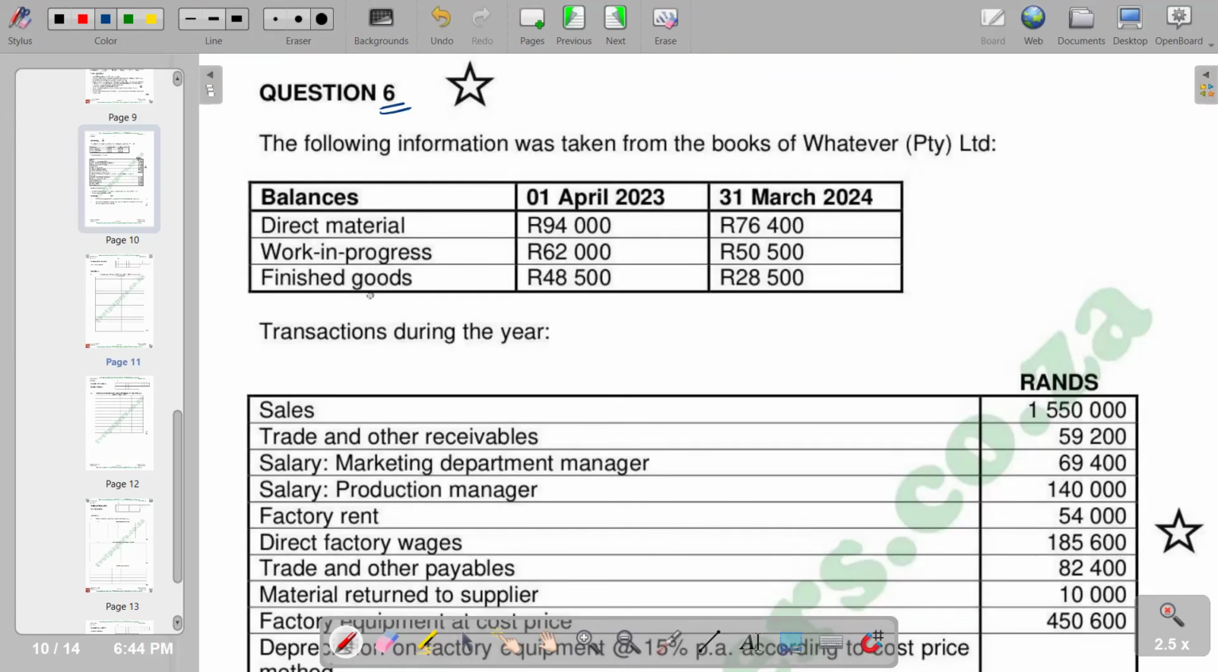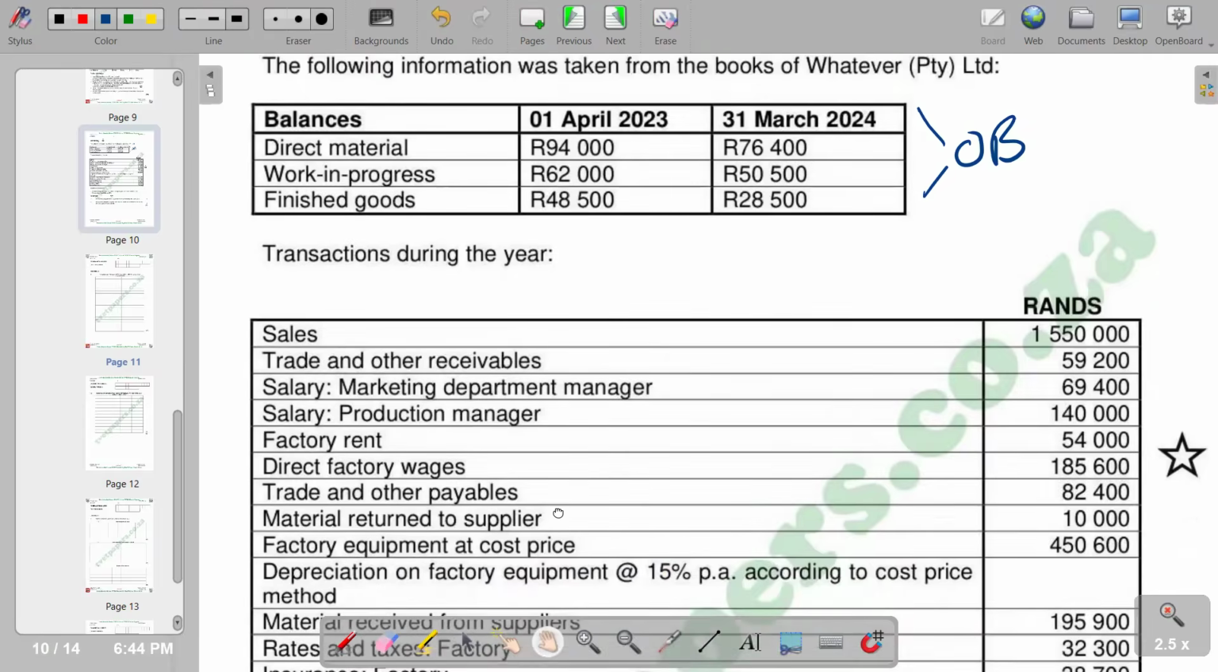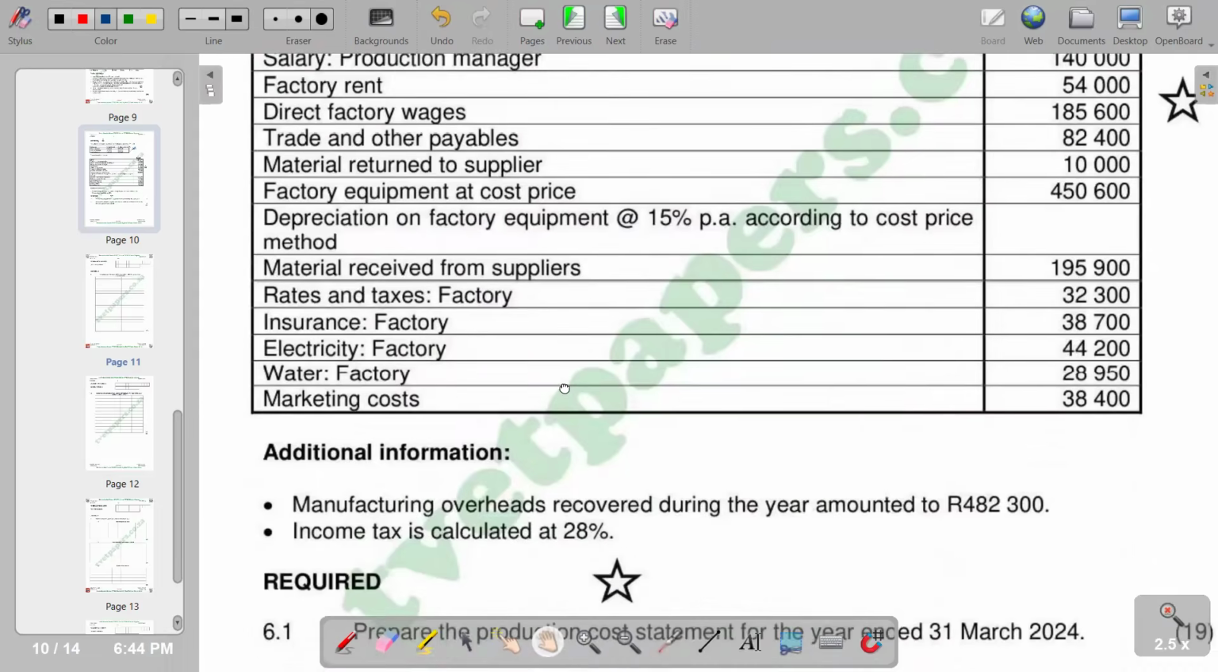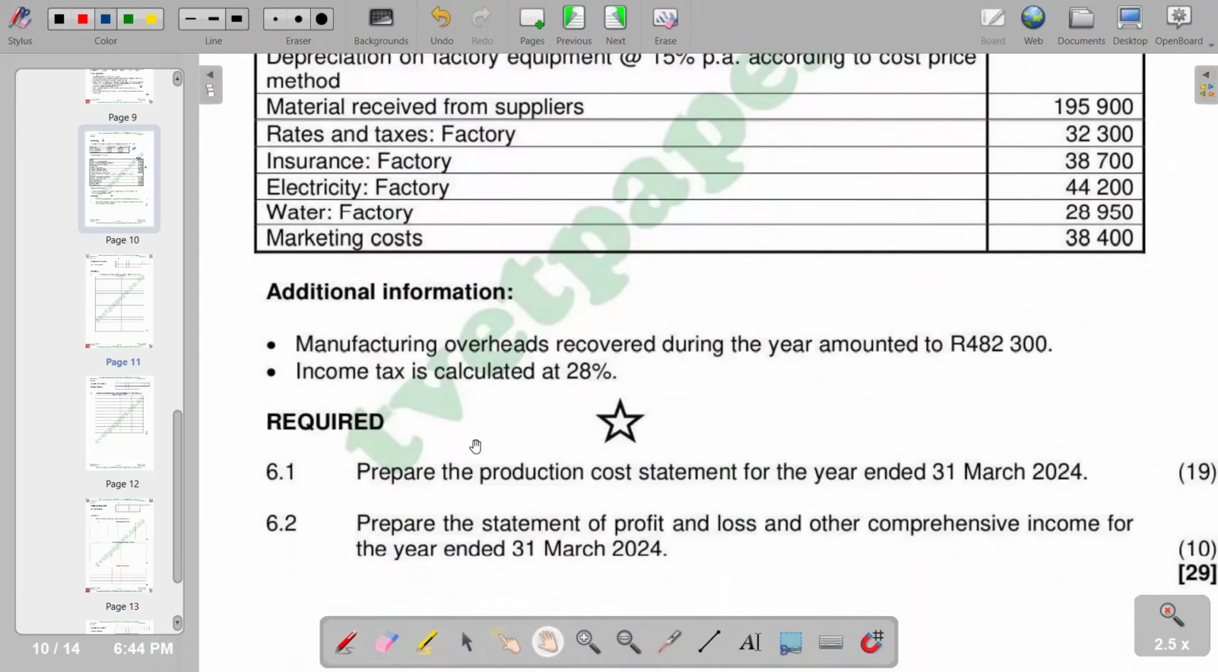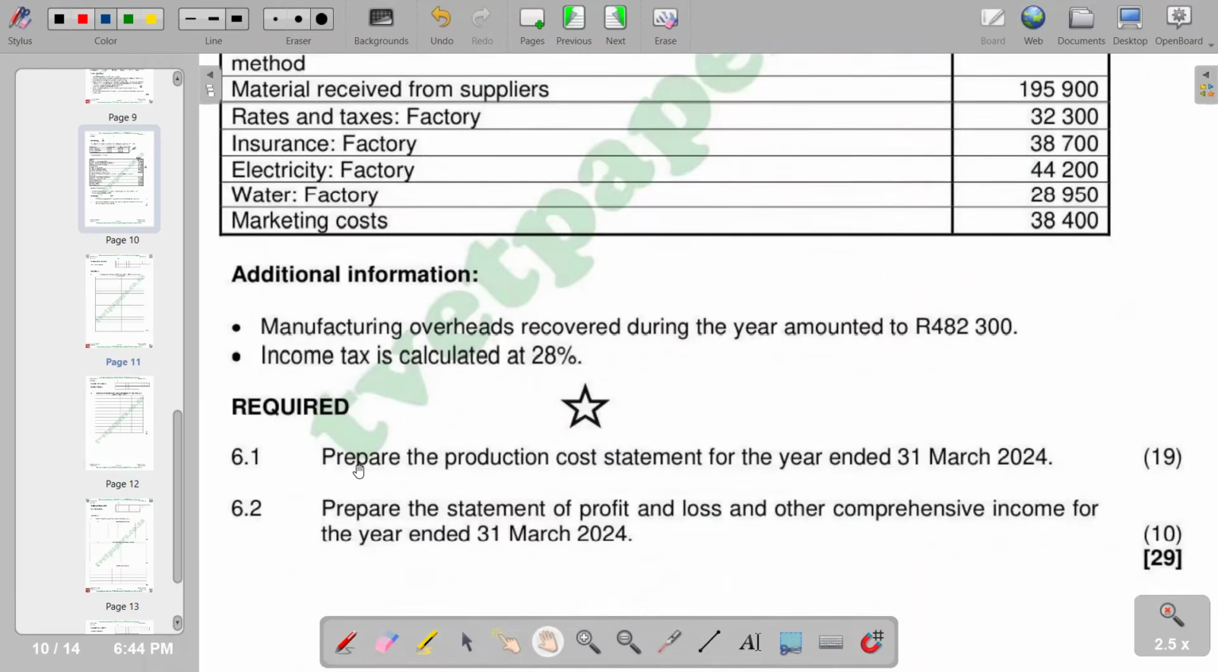They were given opening balances. So you'd see that information given at the beginning represents our opening balance. And then the given transactions during the year is a list of those transactions. Then I believe that you are given additional information. Then on the required part, the first part requires us to prepare the production cost statement for the year ended 31 March 2024 with 19 marks.